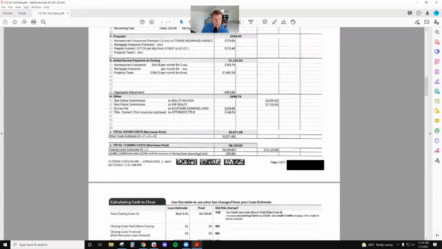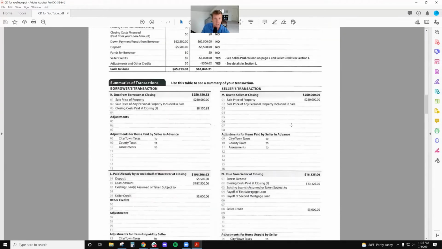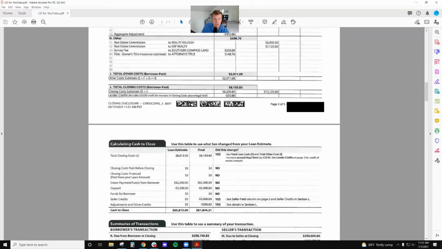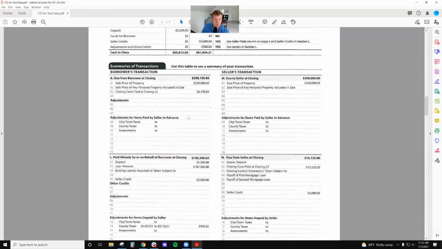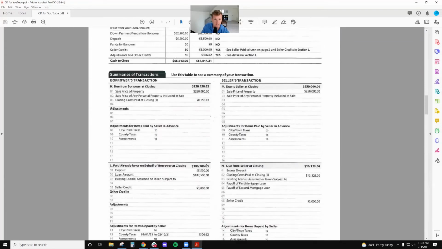Okay, so you can see here you've got 8,200. You also have 13,125. So this is the borrower side. This is the seller side. Those are the two closing costs, and the 8,200 minus the 50 nets out to that, and those should match the seller cost reported here, and they do.